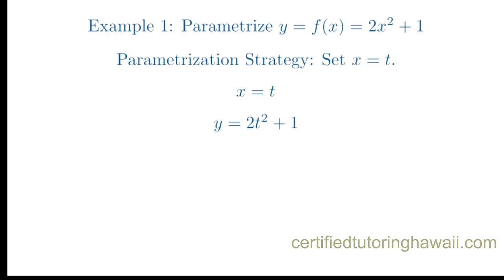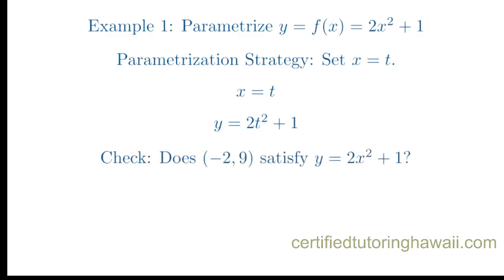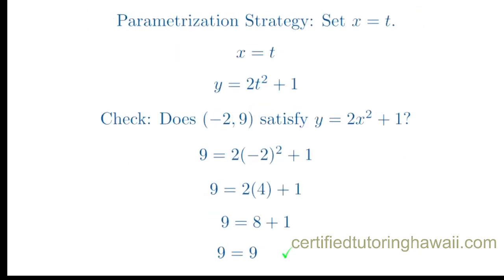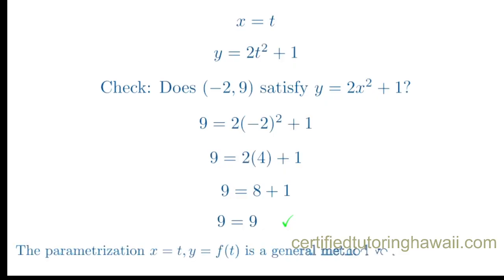To show you this works, let's pick a value for t. Say t equals negative 2. If t is negative 2, then x is negative 2, and y is 2 times negative 2 squared plus 1, which is 9, so the point negative 2, 9 is on our curve. Let's check this in the original equation. Is 9 equal to 2 times negative 2 squared plus 1? Yes, it is. This confirms that our parametric equations correctly trace the curve. The parametrization, x equals t, y equals f of t, is a general method you can always use.